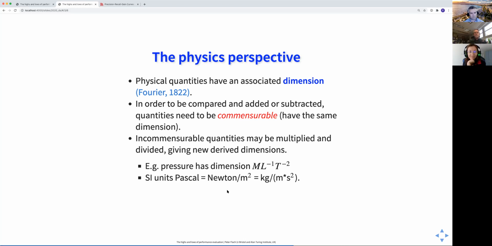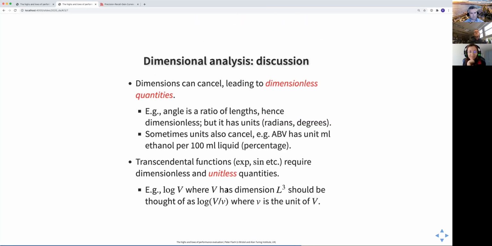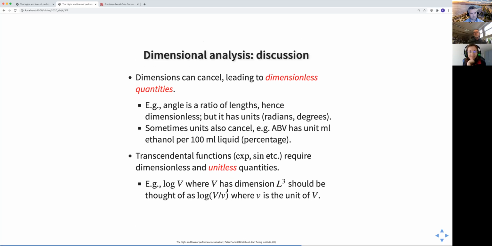There is only one big snag here, which is that in physics, many quantities are dimensionless. So if you take angle, which is the ratio of a segment of a circle to the radius of the circle, that gives you the angle in radians. But now you're dividing a length by a length. So you lose the dimension. You still have a unit because you can measure it in radians, or you can measure it in degrees, and you can convert between them. But sometimes units also cancel. So alcohol by volume has as a unit milliliter ethanol per 100 milliliters liquid, which basically is just a percentage. So does that mean that I can just add up alcohol by volume to anything else that is a percentage? Well, that probably doesn't make sense.